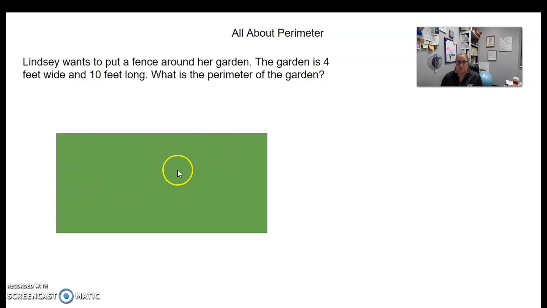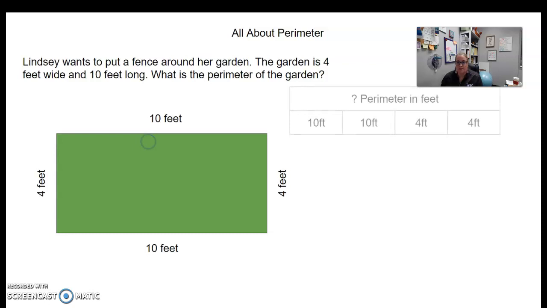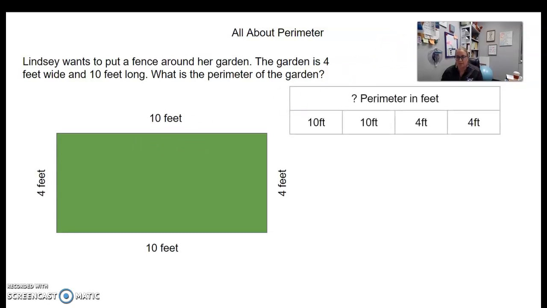So I'm going to draw my garden. So here's my beautiful garden. And I'm going to actually label it. So I'm going to say that this is 10 feet, this is 10 feet, this is 4 feet, and this is 4 feet. After I've done that, I'm actually going to create my strip diagram. I am looking for the perimeter in feet, and the information I know is that this one's 10 feet, this one's 10 feet, this one's 4 feet, and this one's 4 feet.